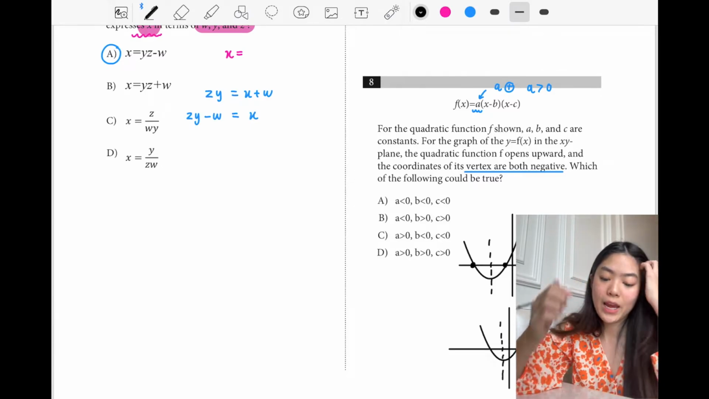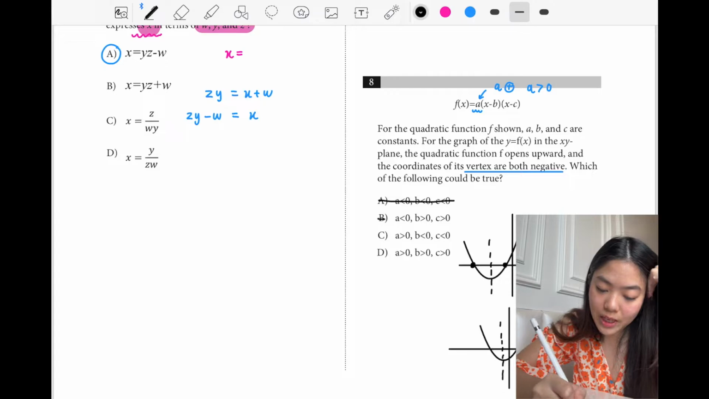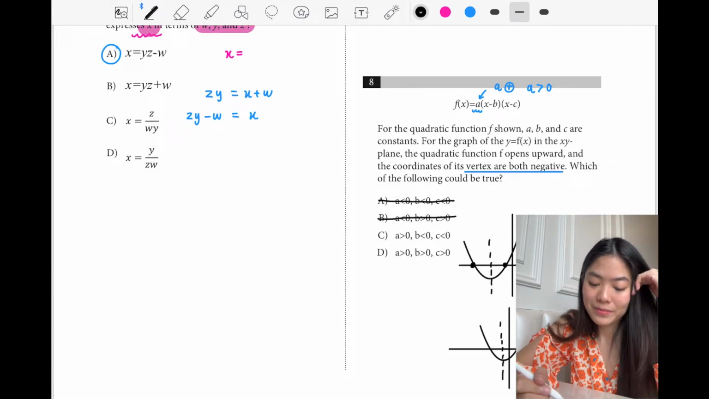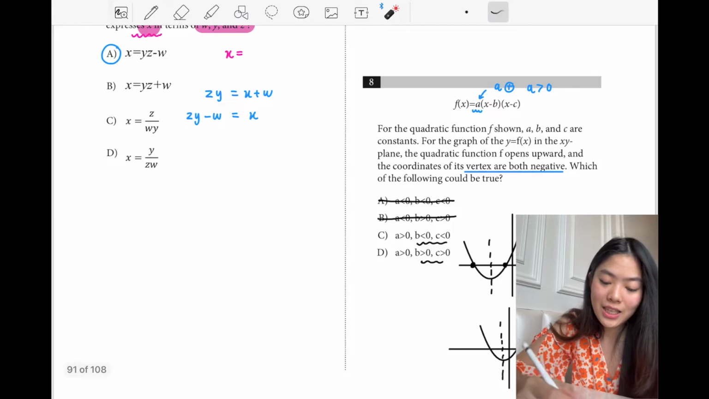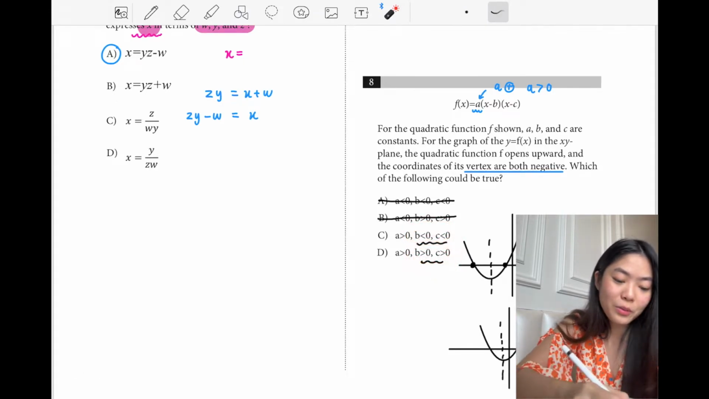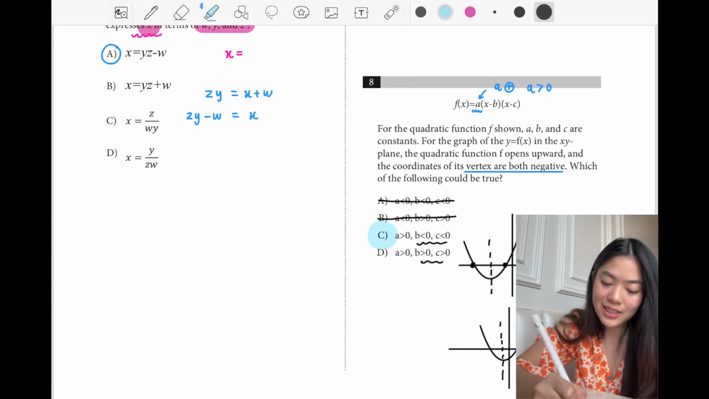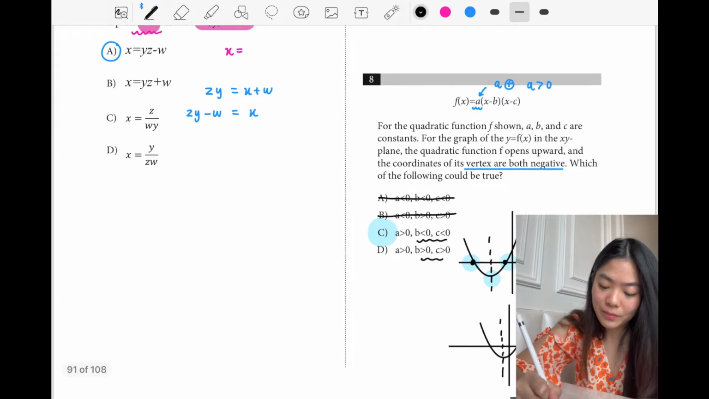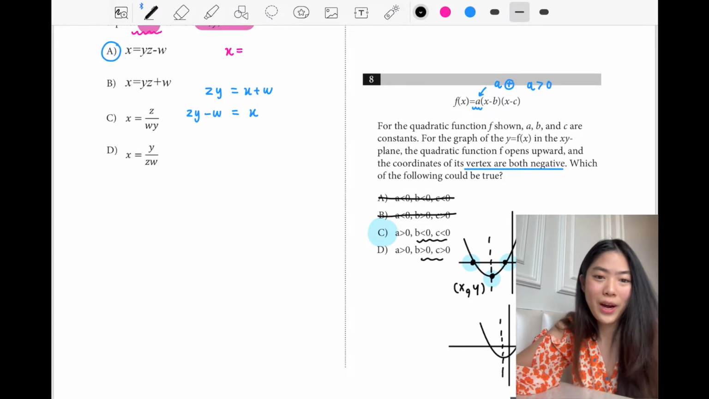From here we want a positive, so we can cut A and B. Then the difference between C and D is that C has both b and c less than 0, and D has b and c greater than 0. And of course we have to choose C because it represents a negative coordinate of the vertex for x and y.